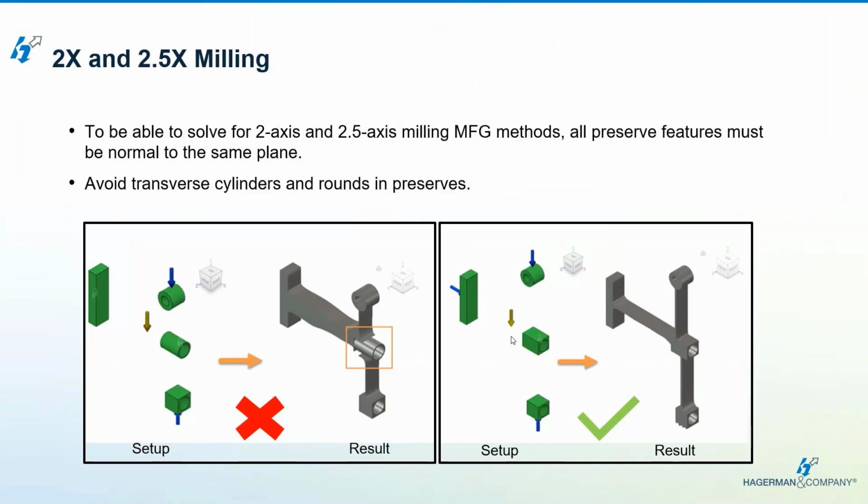So with the manufacturing methods, there is 2 and 2.5 axis milling. For those, all the preserved features must be normal to the same plane because we're thinking about 2-axis. It cannot rotate the milling head around and use a 3 to 5 axis. So we're thinking about the same plane. All of those preserves must be on the same plane if we were going to be using those.